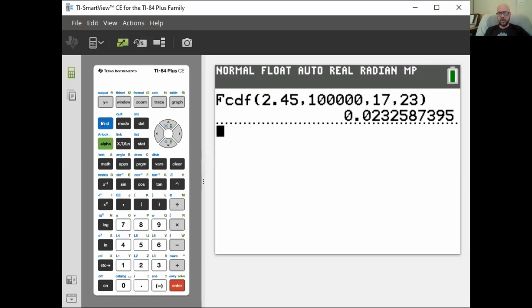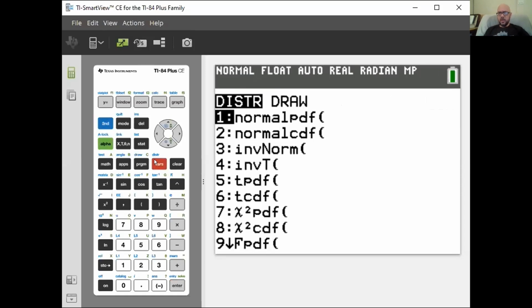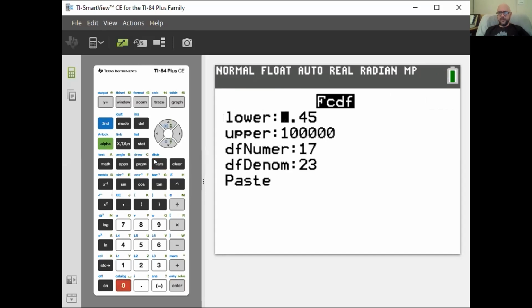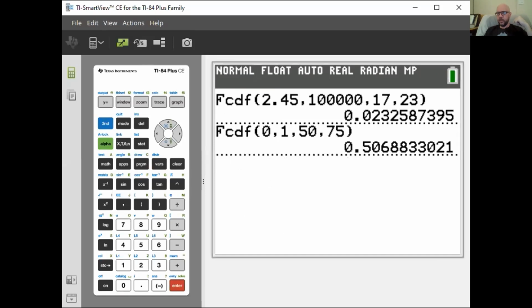So to the left of 1, FCDF was 0. The minimum value of any F distribution is 0. It only goes down to 0. And I said I wanted it to go up to 1, so 0 to 1, with 50 and 75 degrees of freedom. Paste that in. There we go. This is not exactly 50%. And so my question to you is, why? Why isn't that 50% if I said that the mean of every F distribution is 1?